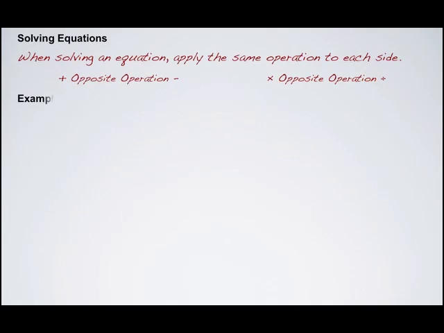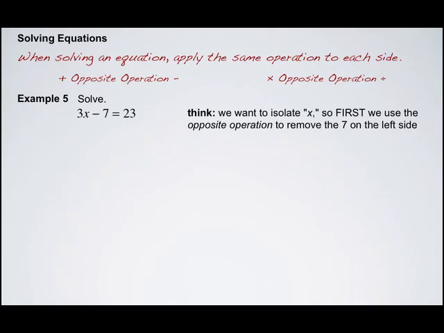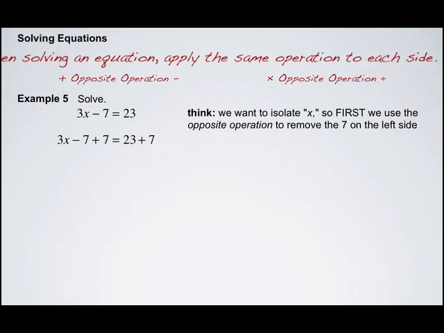Solving equations. Example 5. Solve for 3x minus 7 is equal to 23. We're going to go through this one and then give you an example on your own afterwards, just to show you how to deal with separate and attached values. We want to isolate x, so first we use the opposite operation to remove the 7, which is separate, on the left side. The opposite operation of subtraction is addition. So we'll add 7 to both sides and simplify.